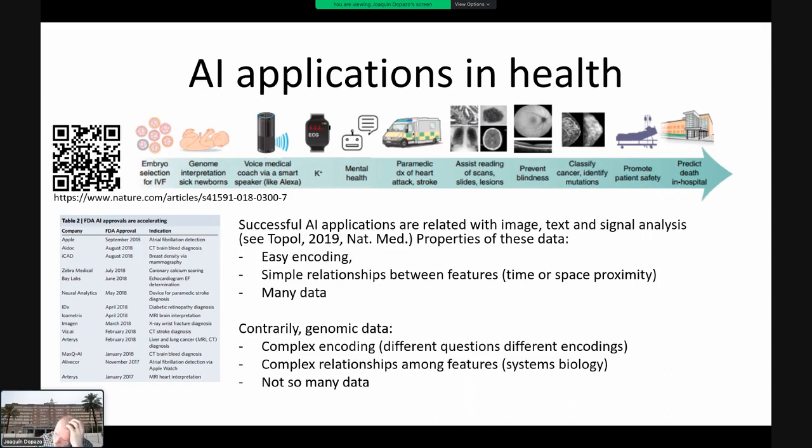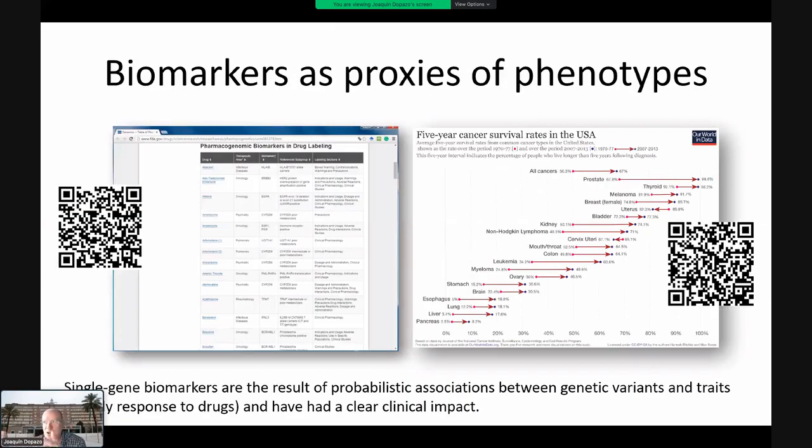So I mentioned that different questions require different encodings. What is the main question? The main question typically is the definition of phenotype. Typically, we are thinking of a phenotype related to disease, either the disease or the response to a drug or to a treatment, et cetera. So in personalized medicine, we use biomarkers, which are typically mutations on genes. And these biomarkers are used to provide specific treatment for specific patients. This is what we call personalized medicine.